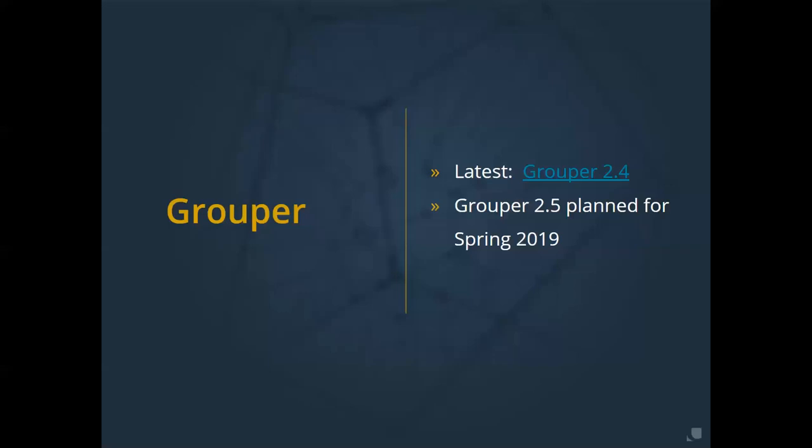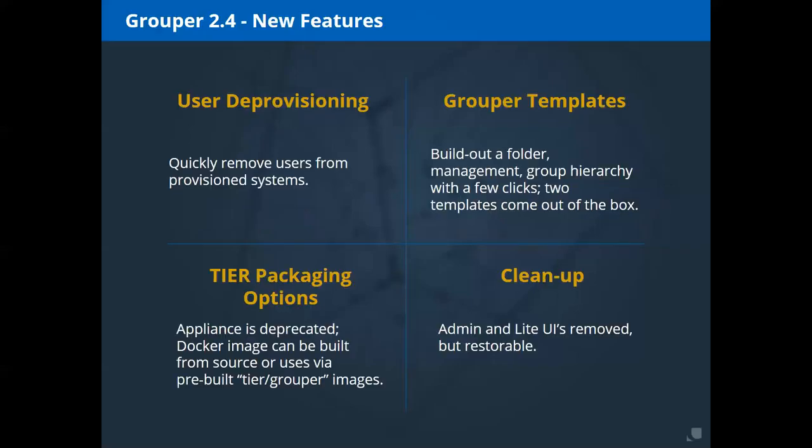If we switch to the next slide, Cerise, we'll talk a little bit about Grouper 2.4. So 2.4 was released some time ago this year in 2019, and since then there have been many patches that have come about and have been released.